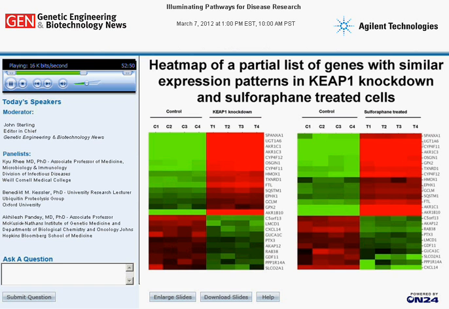this can be visualized much more easily, which shows a subset of what we saw on the previous slide. We can easily look at the overlap between the KEAP1 and the sulforaphane treatment conditions. Next slide.